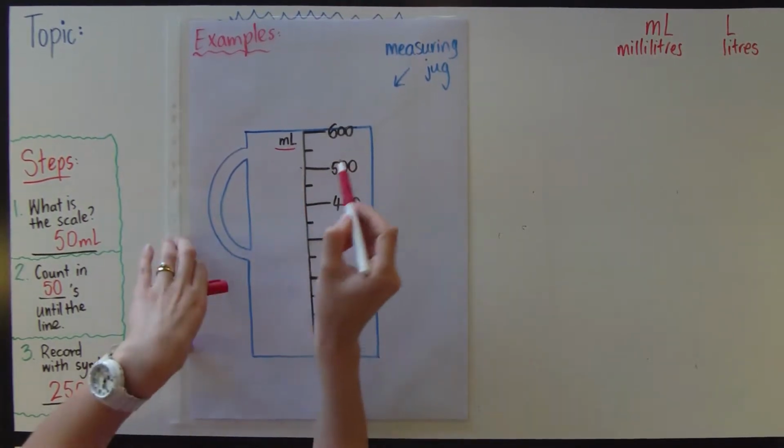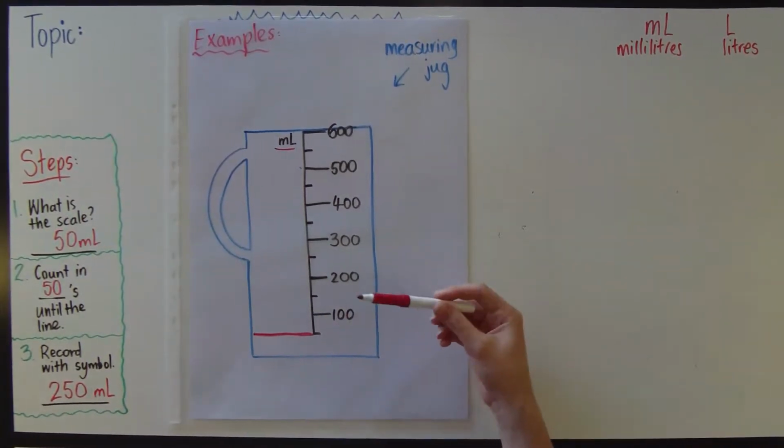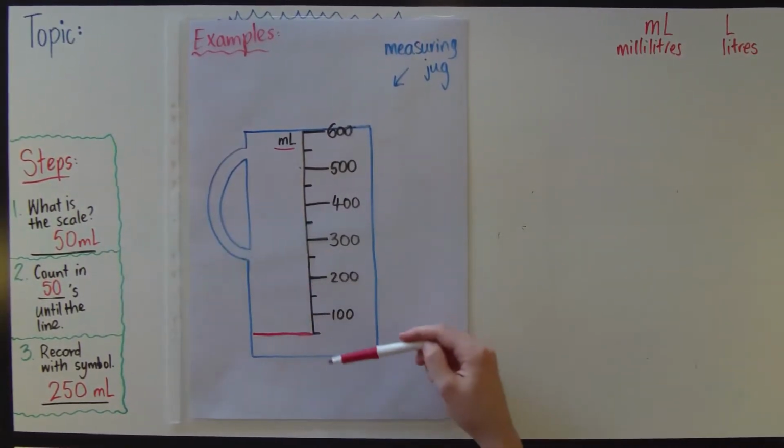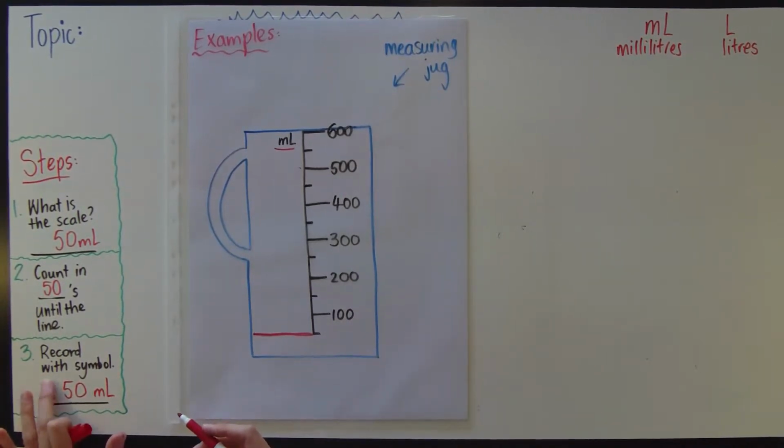Let's say this one down here. We know that this is going up in 50 milliliters each time. So the first line is 50 milliliters. That's it. That's the answer.